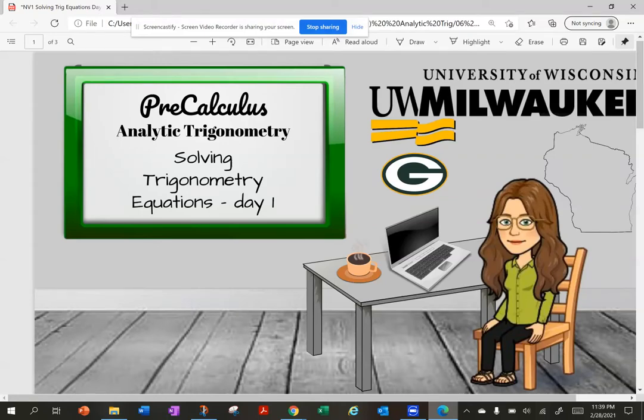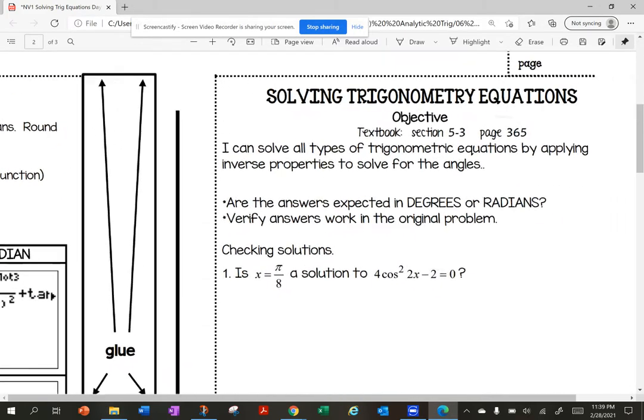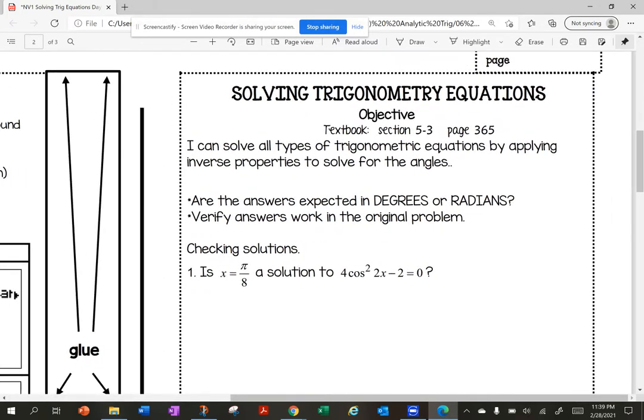Today's lesson is on solving trigonometry equations. So our learning objective for today is I can solve all types of trigonometric equations by applying inverse properties to solve for the angles. Okay, so all the answers are angle answers because I am solving trig problems.